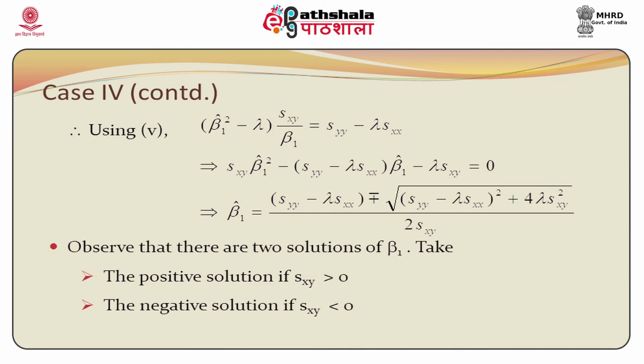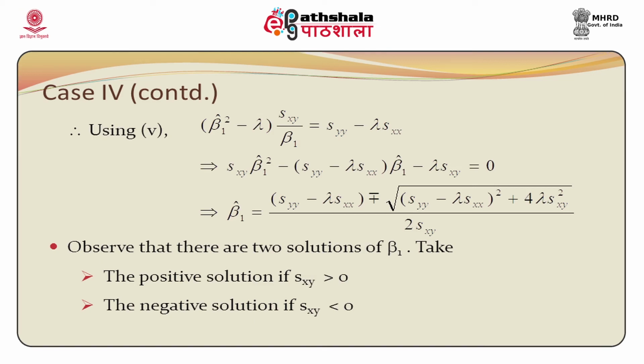So, you notice that this is a quadratic in beta 1, and we can solve this quadratic and get estimates of beta 1. And this comes out as beta 1 hat is equal to... Remember the formula, if you have ax square plus bx plus c equal to 0, then the solution should be minus b plus minus square root of b square minus 4ac by twice a. So, in this case beta 1 hat would be (Syy minus lambda Sxx) plus minus square root of (Syy minus lambda Sxx) whole square plus 4 lambda Sxy square, divided by twice Sxy. So, we get two solutions.